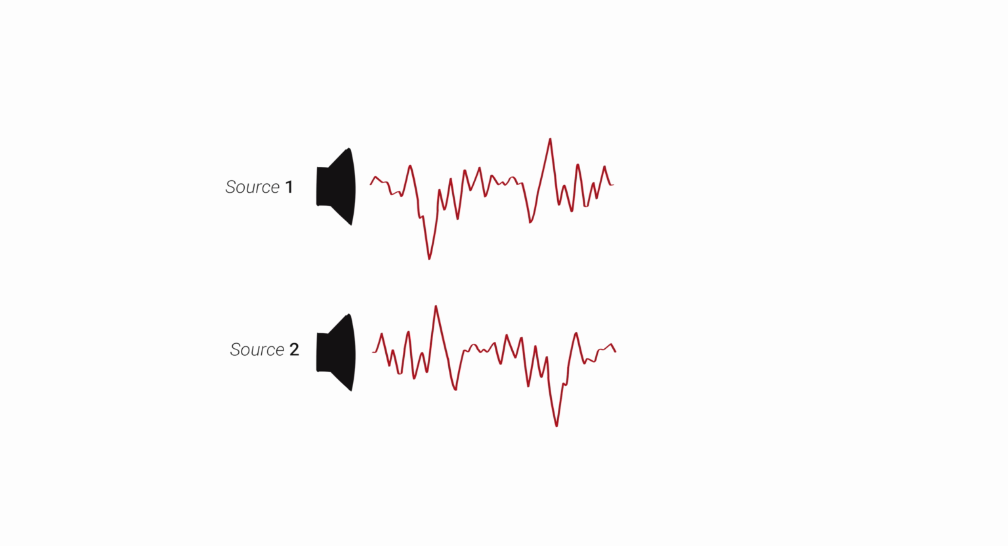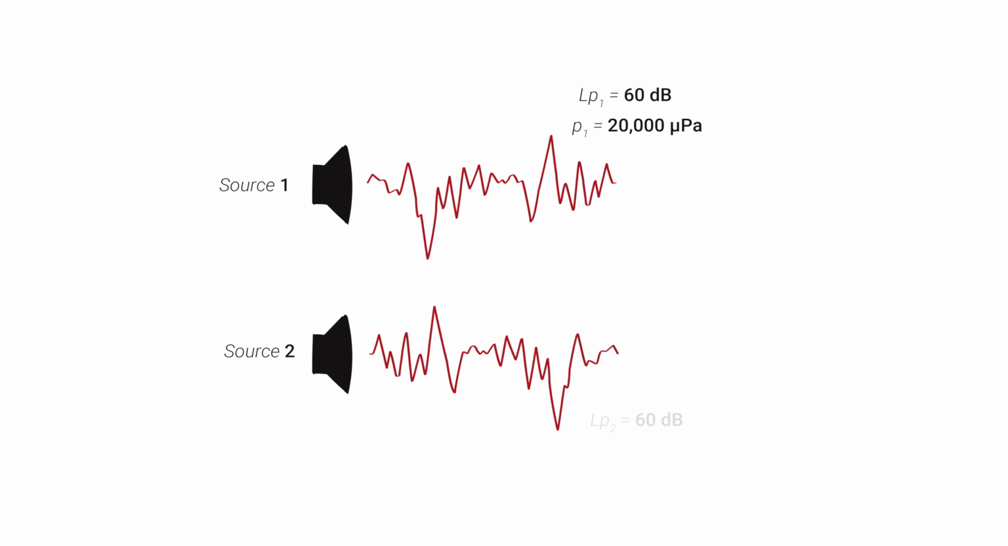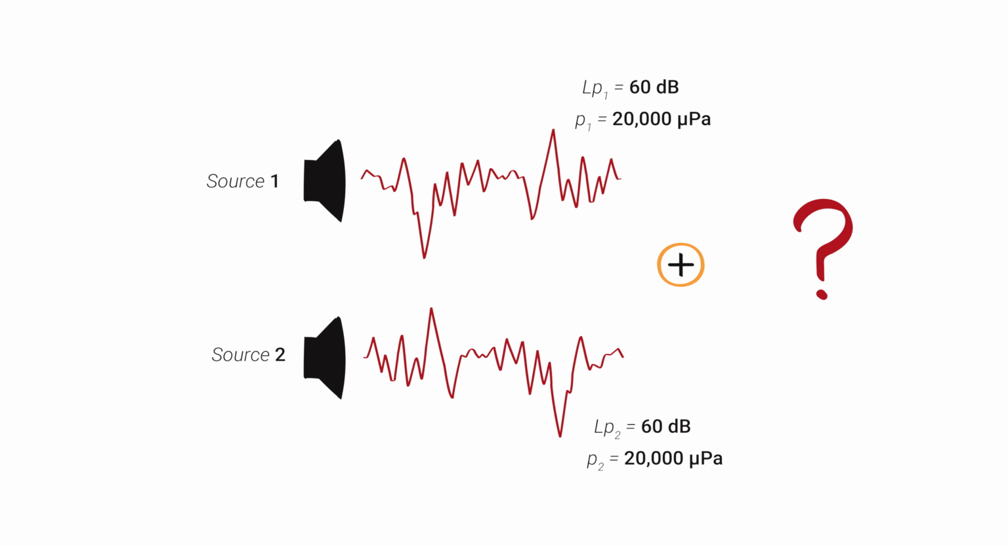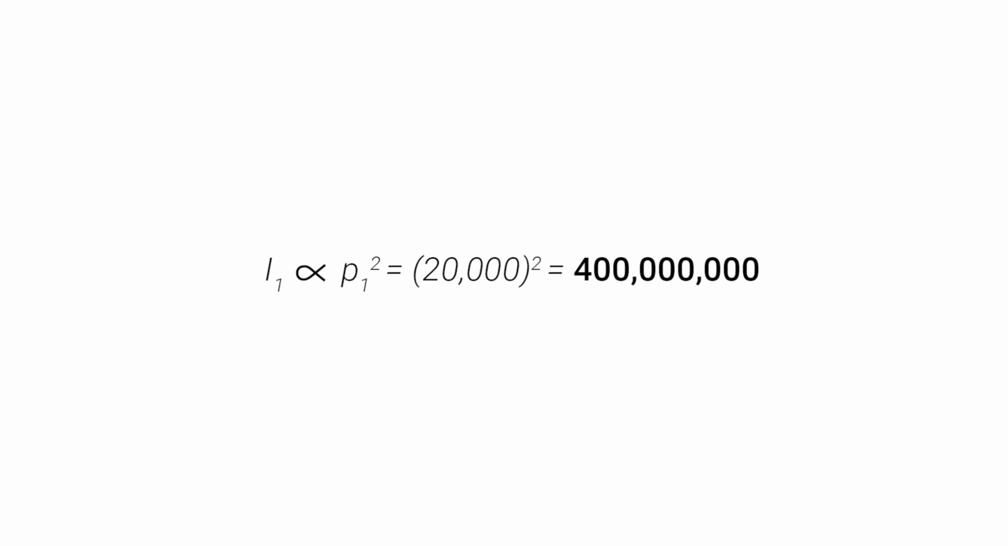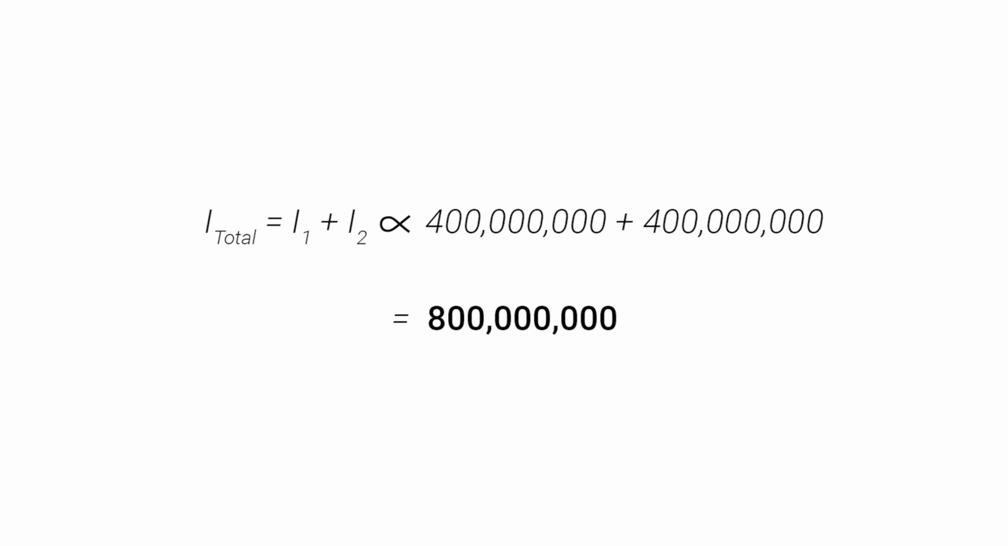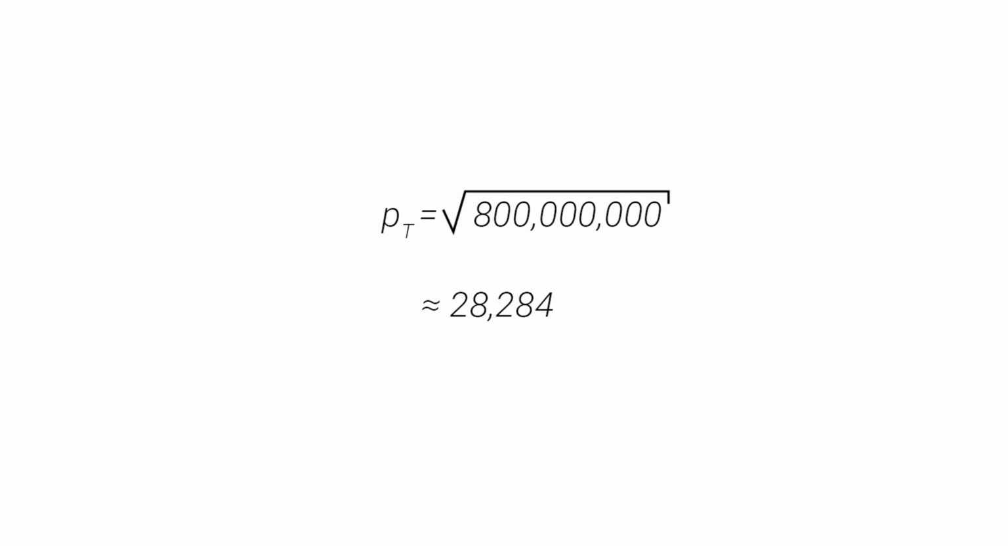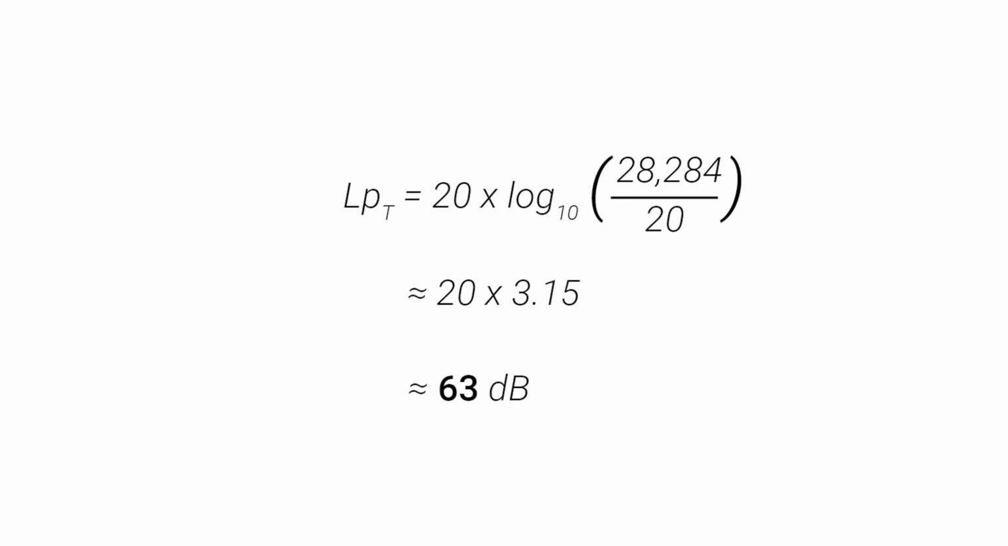Case 2, real-world scenario, incoherent sources and typical cases. In everyday situations, like two people talking, two machines running, or two speakers playing, their sound waves are not perfectly aligned. We take the sound energy, or intensity, of one source, and for two identical sources, we double it, convert this back to sound pressure, calculate the total sound pressure, and then calculate the SPL. In conclusion, for sound pressure levels, 60 dB plus 60 dB equals 63 dB.